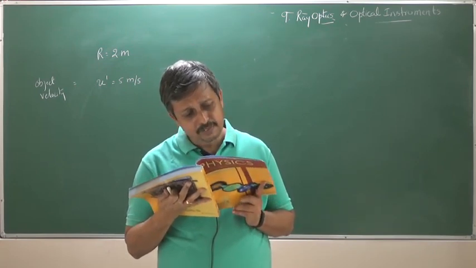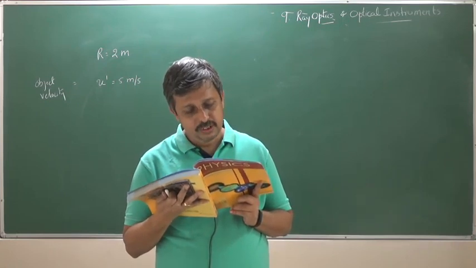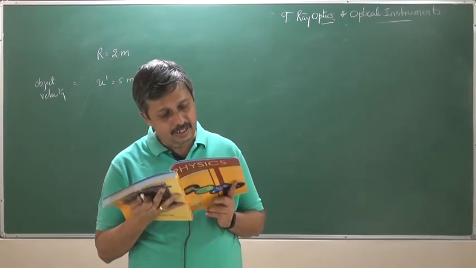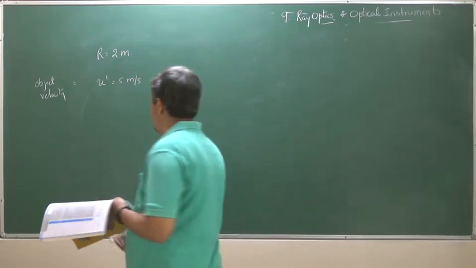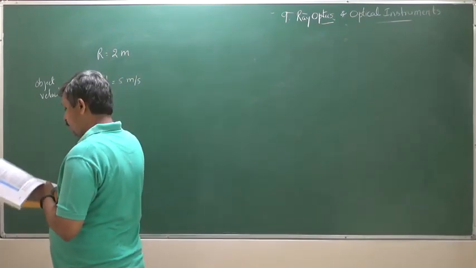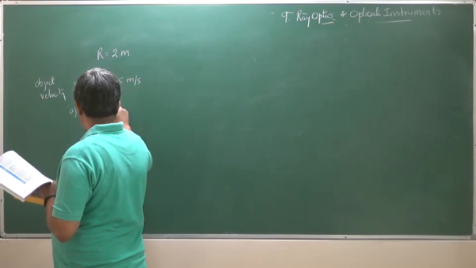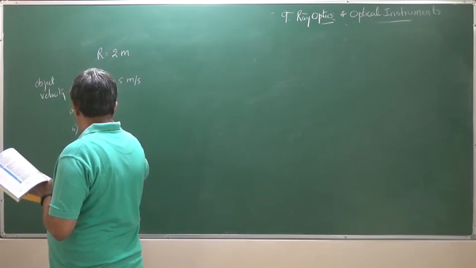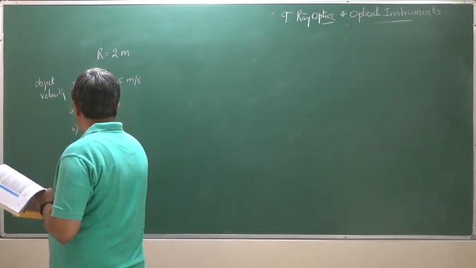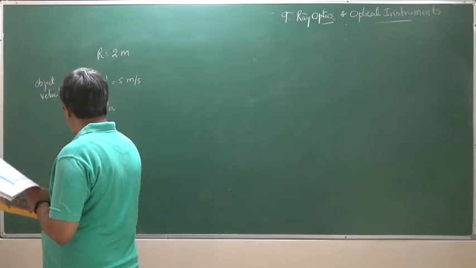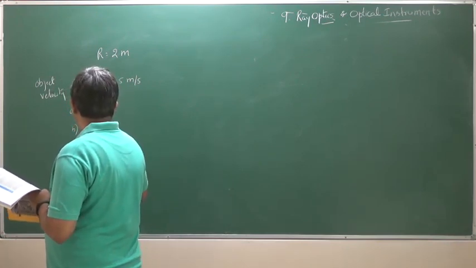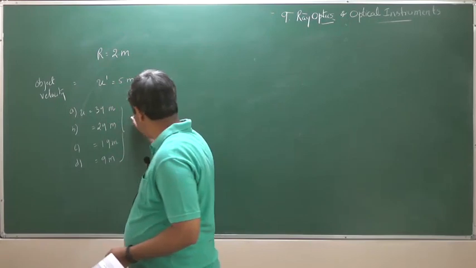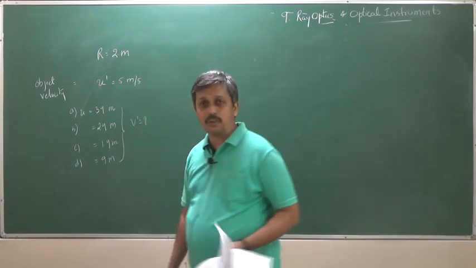How fast does the image of the jogger appear to move when the jogger is A 39 meters, B 29 meters, C 19 meters and D 9 meters away. So 4 different scenarios. A is when U is equal to 39 meters. Second one, U is equal to 29 meters. Third one, U is equal to 19 meters. Lastly 9 meters. In all these scenarios I want to find out what is the velocity of the image, v dash is equal to what.